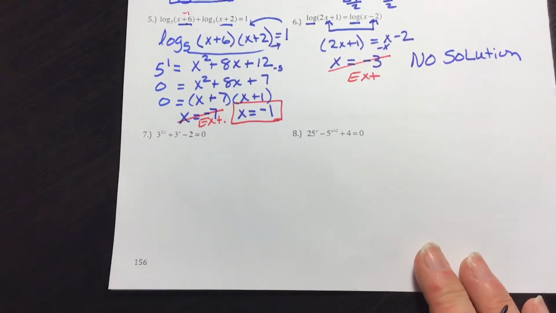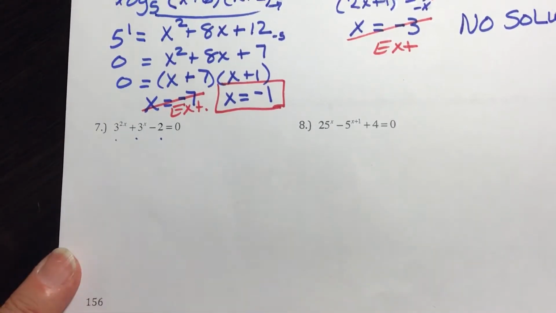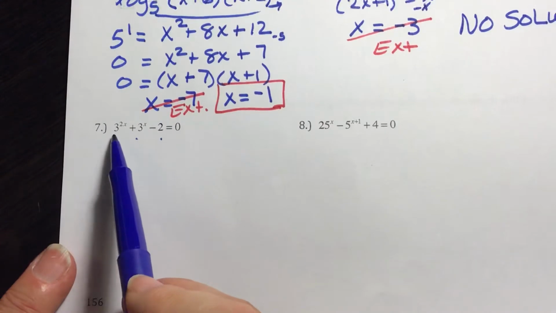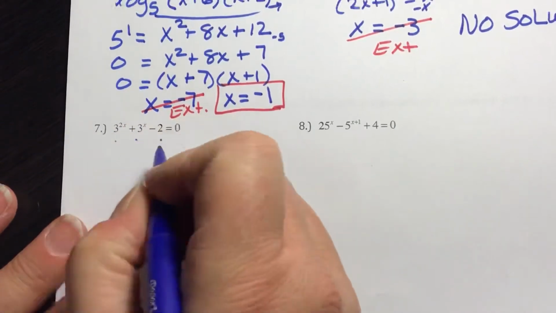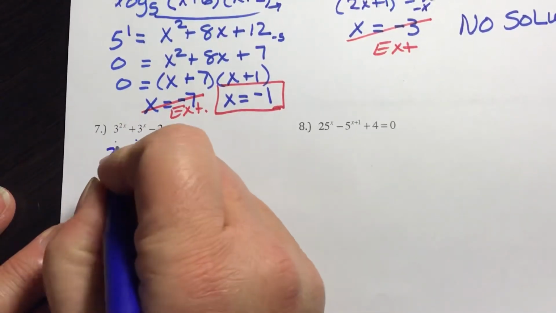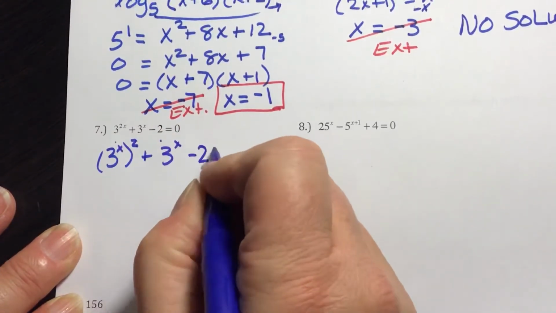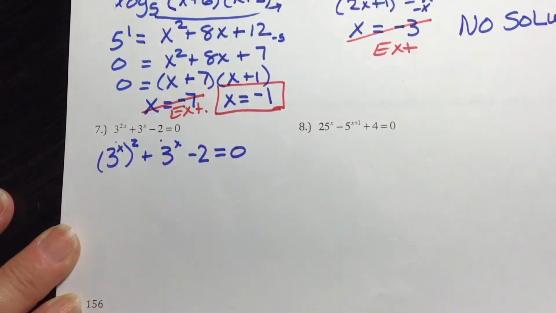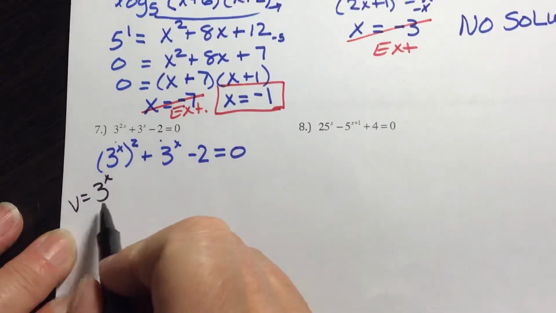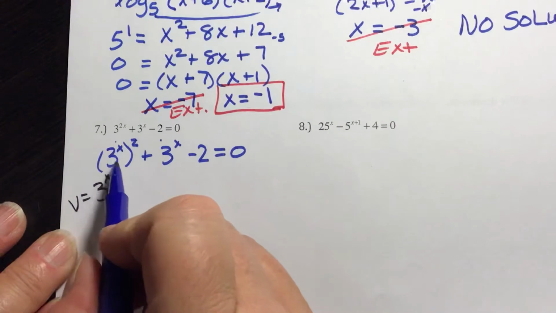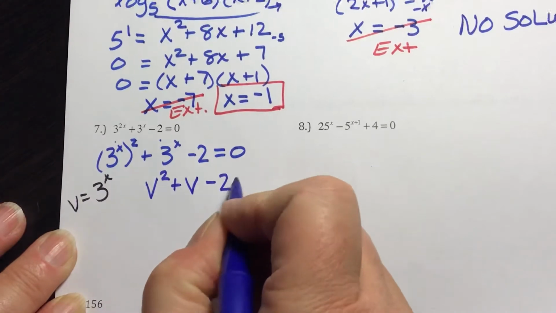Number 7. Let's look at this in terms of the fact that it is a trinomial. Here I see these common 3 to the x powers. Let's do some substitution here. I can say that this is 3 to the x squared, and then this is 3 to the x minus 2 is 0. So let's say that v equals 3 to the x power. I'm going to substitute v in here, and I'm going to have v squared plus v minus 2 is 0.